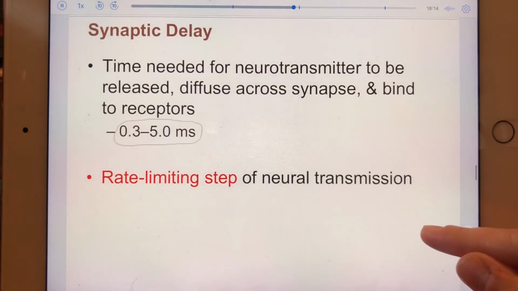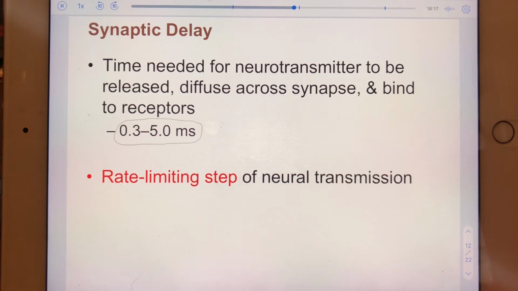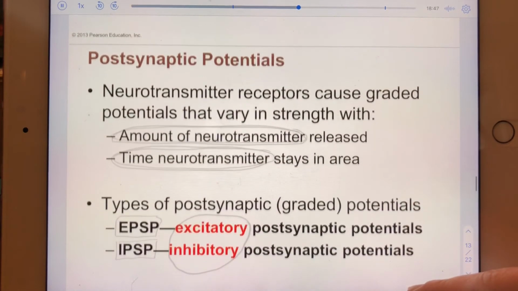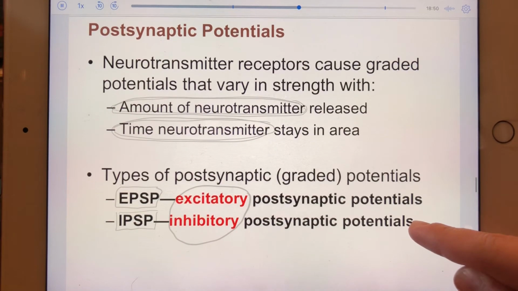The synaptic cleft is really the only portion of a neural pathway that applies any kind of delay. That's right. It can delay a neural impulse by as many as 5 milliseconds. That's amazing. All right, next slide, which is 14, I think. Postsynaptic potentials.